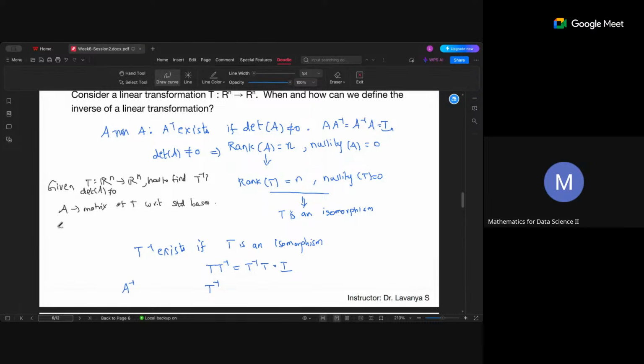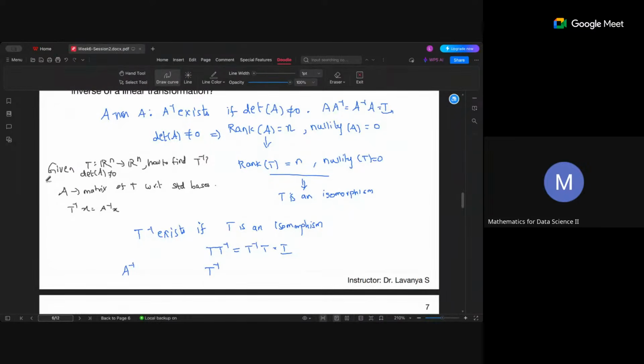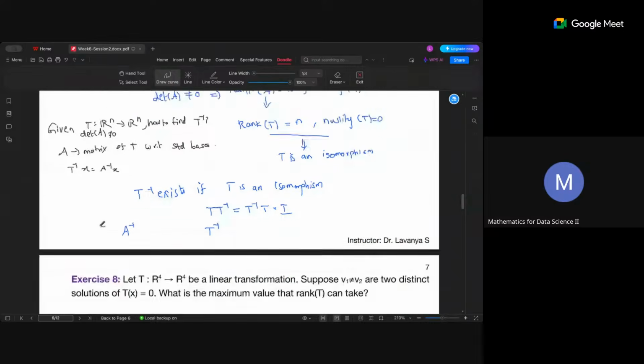Okay. So in that case, for finding T inverse, T inverse of X is A inverse X. That's all. You compute A inverse and then find A inverse X. That will give you T inverse X. Is that fine? Computing T inverse. Okay. If you know how to compute A inverse, then you know how to compute T inverse.